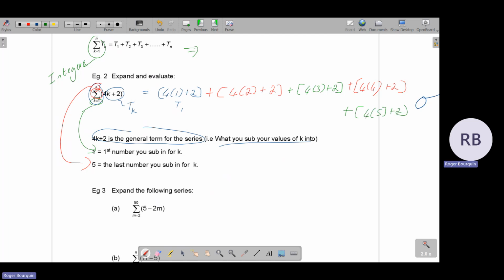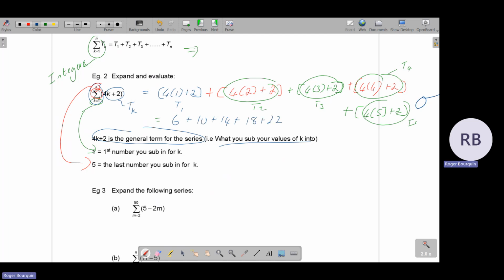Okay. So this series says expand and evaluate. That's term 2, that's term 3, that's term 4, that's term 5, right? So what this whole thing means is you're adding up the following numbers. 4 times 1 is 4 plus 2 is 6. The next one's going to be 10. Next one. Next one. Next one.